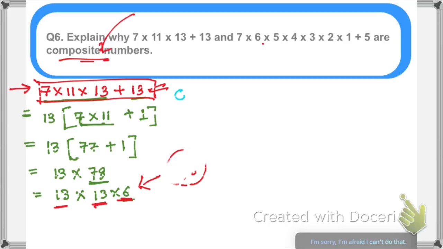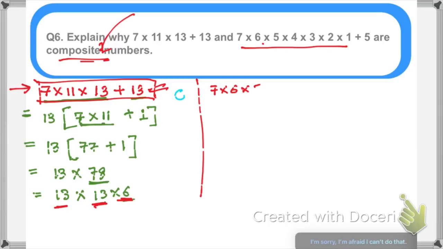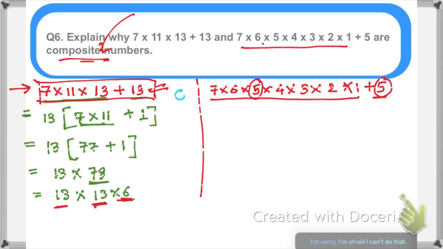Okay, now moving on to the next expression. I'll write that expression as well, and the expression is 7 into 6 into 5 into 4 into 3 into 2 into 1 plus 5. This is the expression that we have got. So from this value and this one, we can take 5 as common.